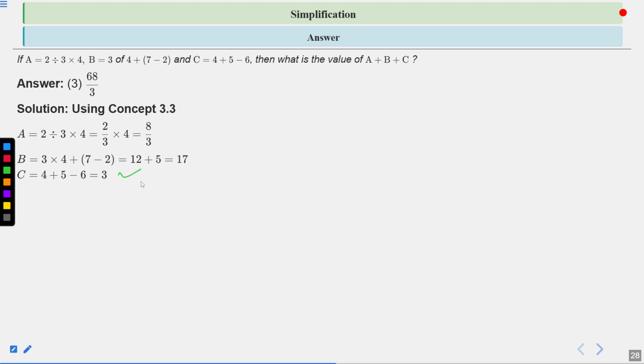Now we just add up all the numbers. So we get A plus B plus C becomes 8 by 3 plus 17 plus 3, which is equal to 8 by 3 plus 20. Now we take the LCM. So what we get? We get 8 plus 60, because 20 into 3 will become 60. So we get 8 plus 60 upon 3, which becomes 68 upon 3. So the third one is the correct answer of this question. Next one.